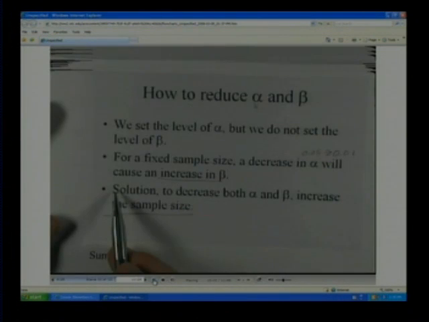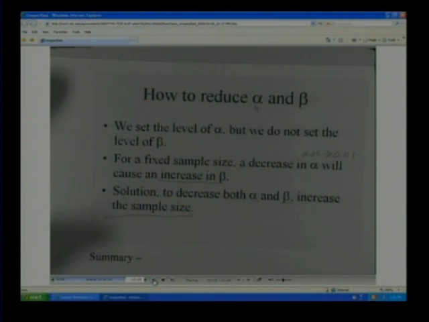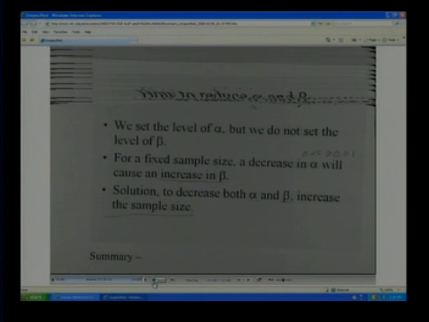So the solution to that problem is to decrease both the alpha level and the beta level. To decrease the possibility of making an error, you increase the sample size. And as we increase the sample size, that gives us more information, and that helps us to make a better, more informed decision.